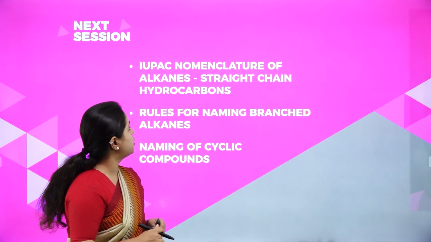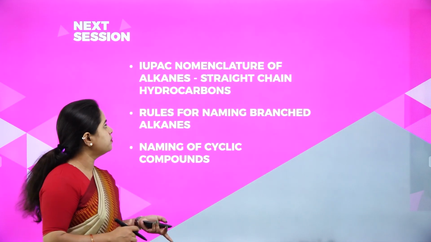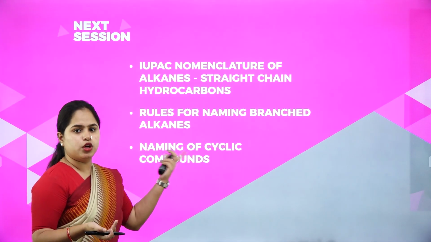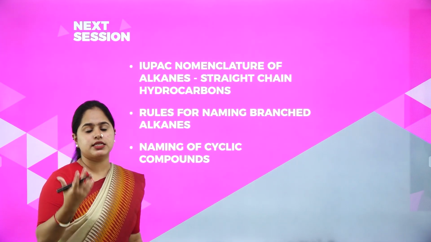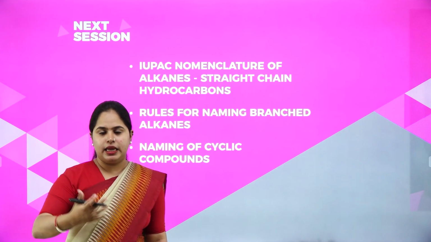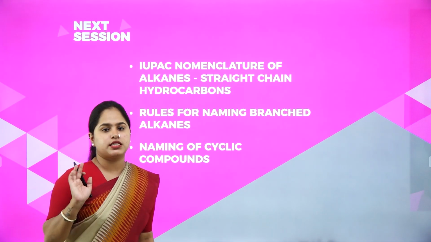In the next session, we are going to study the IUPAC nomenclature of alkanes, straight chain hydrocarbons, and then branched chains also, and how the rules work. As I said from the beginning, in IUPAC nomenclature, certain rules are there based on which the naming will be done. And then naming of cyclic compounds also we'll study in the next session.